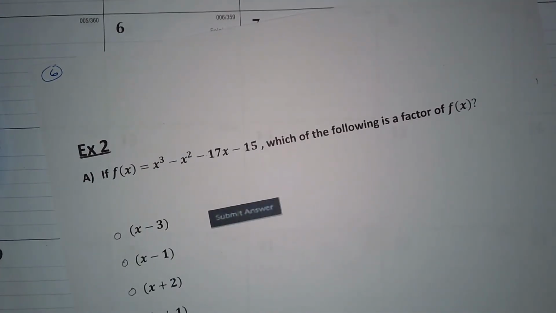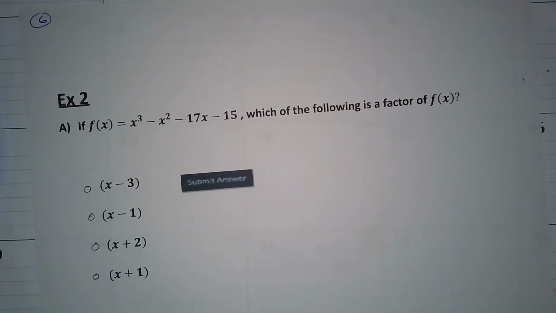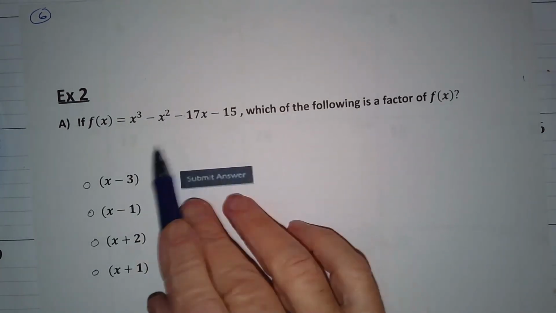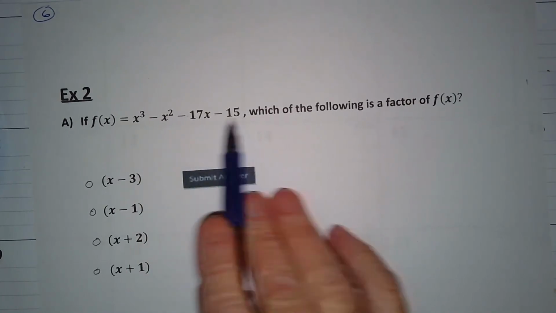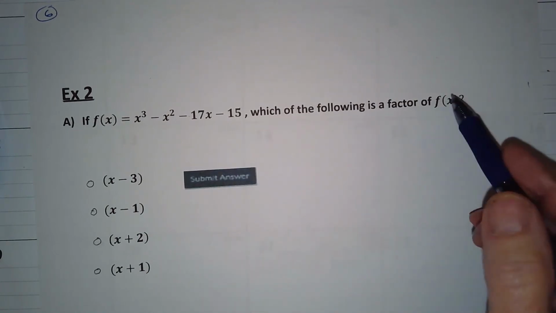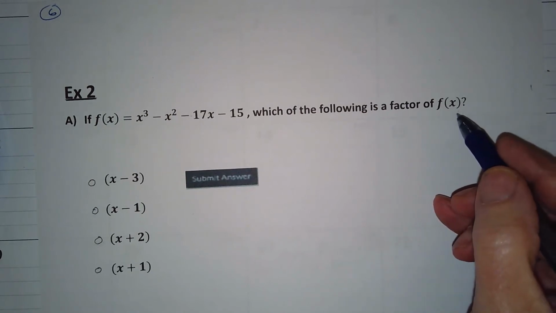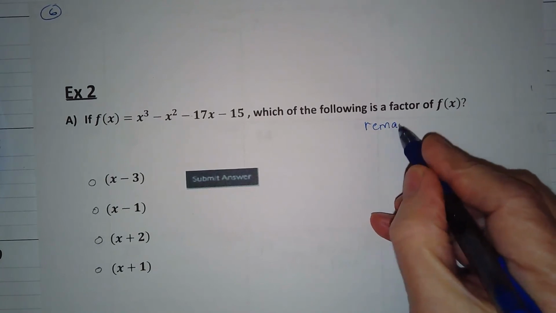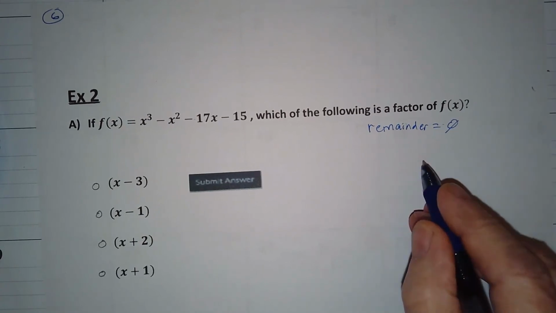And so on this one, they say, here's your quadrinomial, or your polynomial, and let's see, x cubed, x squared, x to the 1, x to the 0. So it's all in order. And they want to know which of the following is a factor of f of x. All right, so if you have a factor of f of x, then your remainder, we've already seen this, has to equal 0. Has to equal 0.